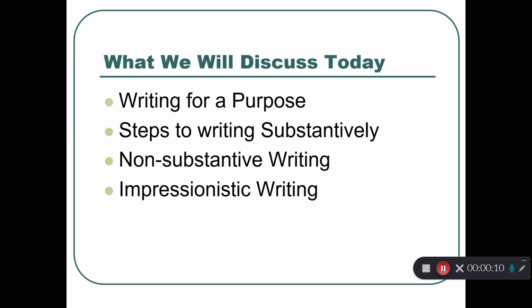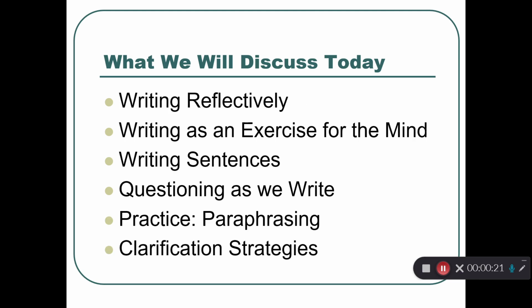By the end of this workshop, you should be able to understand how to write for a purpose, know the steps to writing substantively, understand non-substantive writing, and also impressionistic writing. We will also then discuss writing reflectively, using writing as an exercise for the mind, writing sentences, questioning as you write. We will also look at an example of how to paraphrase. And lastly, we will discuss clarification strategies. Let's get started.